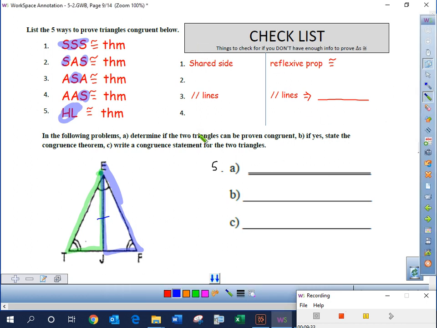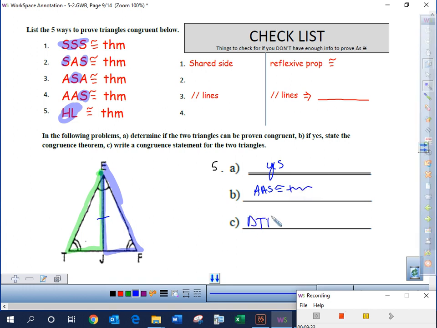Now, before we keep going down this list, check to see if any of these are going to work. Since we got a side, we can go angle, angle, side. Hey, that works. Angle, angle, side, and it went in the right order: double, single side, double, single side. So that works. We have enough info to prove those two triangles congruent, yes, by the angle, angle, side congruence theorem. And triangle TEJ is congruent to triangle FEJ.